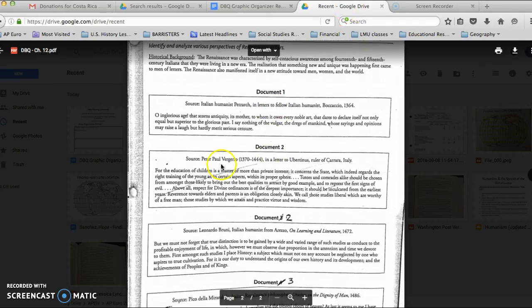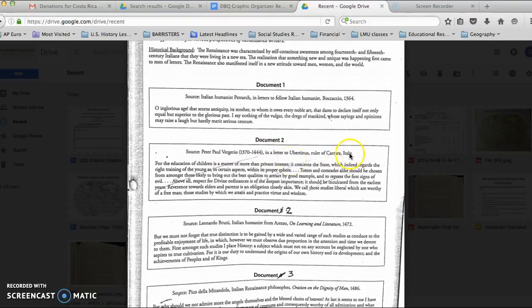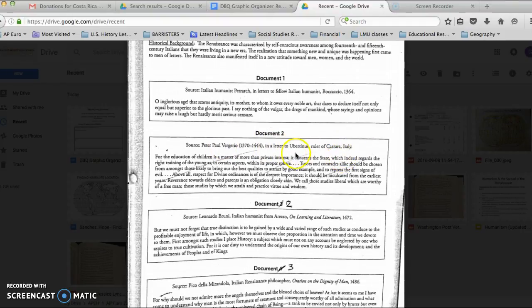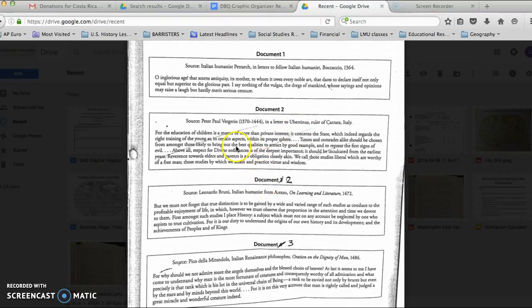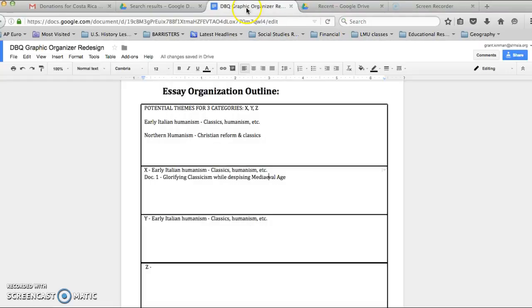Document 2, Vergerio, another Italian author. He comes from Carrara, Italy, in a letter to... Oh, we're not even looking at that one. I'm sorry. Disregard that one. Document 2. Bruni, we know him. Bruni, On Learning and Literature. Okay, so that's about learning and literature, the humanities. So that makes sense. So that's going to be more of the same. Document 2, Bruni and humanism, and we're starting to see a pattern emerge here.